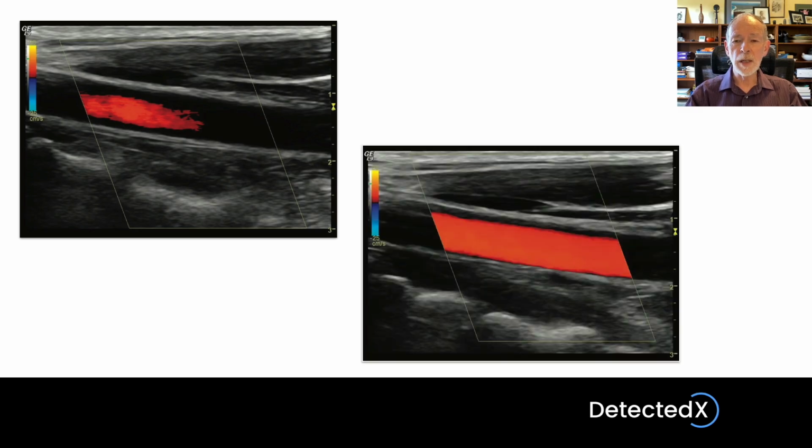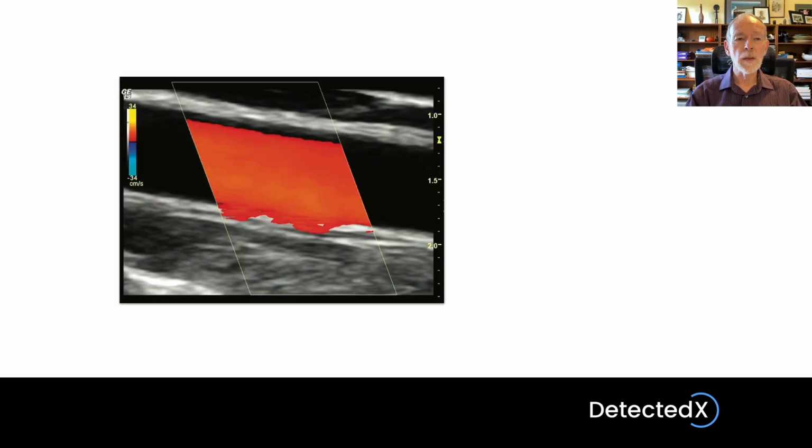Here the gain has been increased to the point where it's optimized. The vessel is nicely filling with color, and there is no significant spillover of the color into the tissue areas. This is what it looks like when the gain is too high. So now we do have significant spillover of color into what are obviously tissue areas. So the machine's ability to determine what is blood and what is tissue is breaking down because the gain for the Doppler is simply too high.